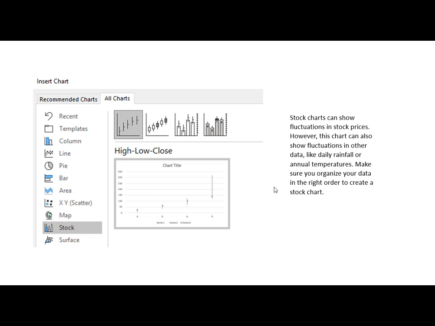Stock prices. This is a very specific type of graph that can show fluctuations in stock prices.